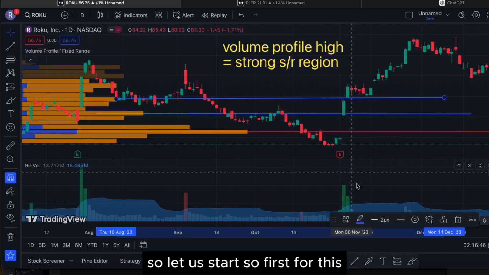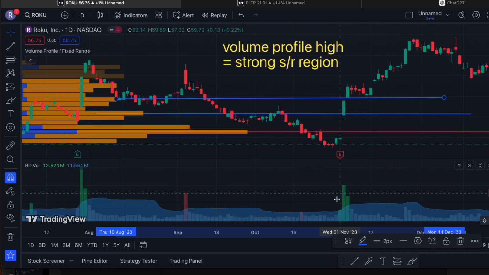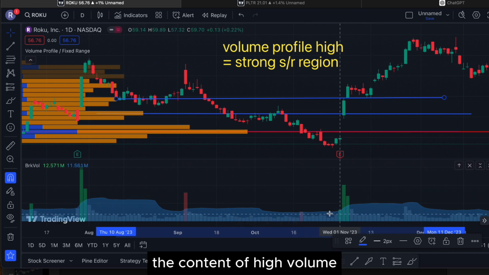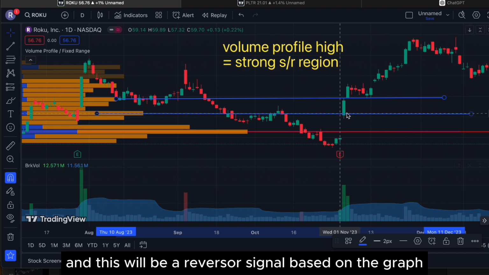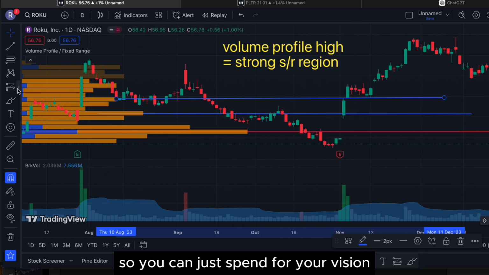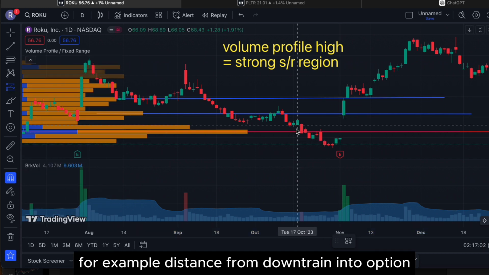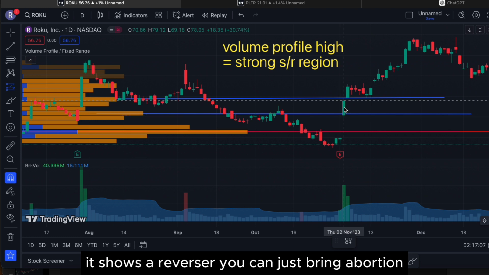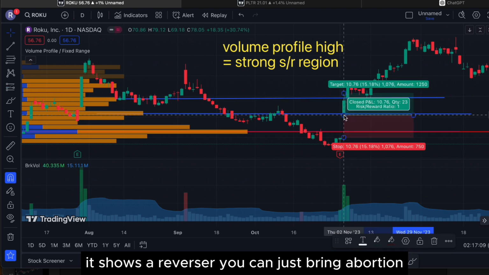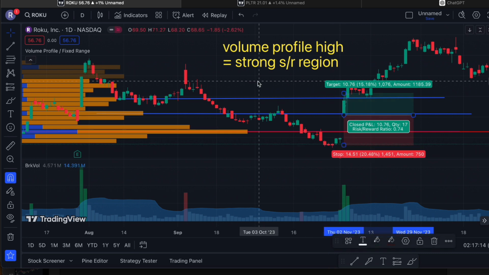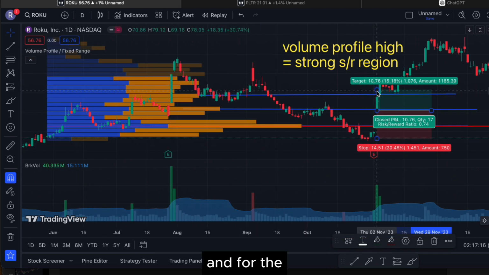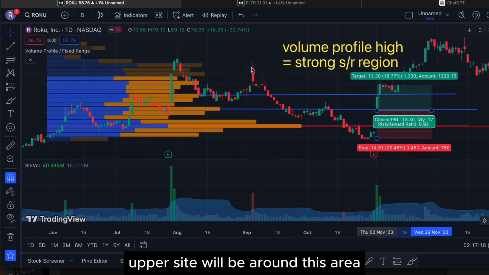So let us start. First for this, as you can see here, the content of high volume. The volume is around 40 million, and this will be a reversal signal based on the graph. So you can plan your position. For example, this turns from downtrend into uptrend. It shows a reversal, and you can plan your position. For example, in this area, the stop loss will be here, and the upper side will be around this area.